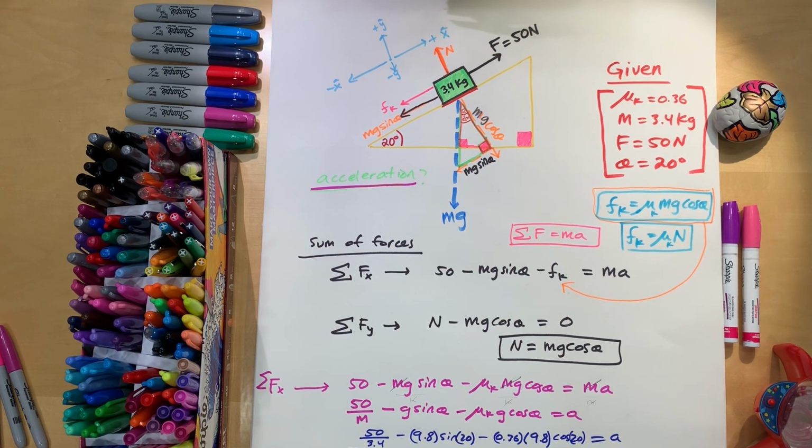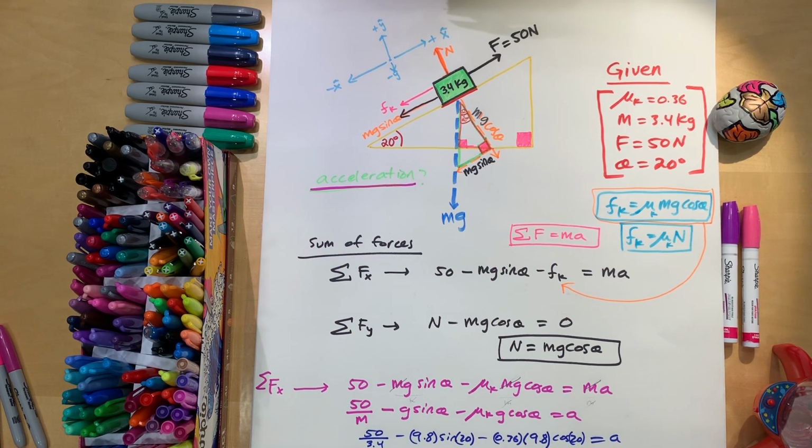Let's see if I calculate it out. Okay, so we're gonna get a total of, I'm gonna write it over here again, 8.03 meters per second squared. That's for acceleration.